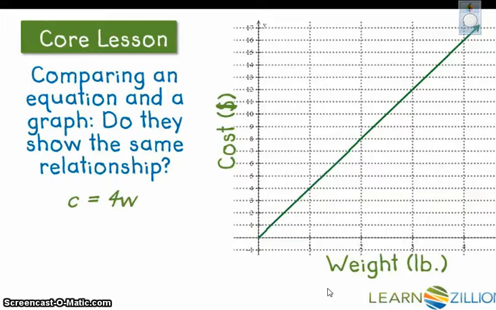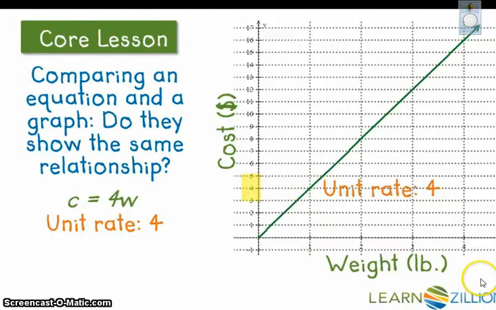A different method is to use the unit rate. From the equation, we can see that the unit rate is 4 because it's the number that we're multiplying one variable by to get the other variable. Is 4 also the unit rate that we see when we look at the graph? Well, if we find 1 on the x-axis to see how much 1 pound costs, we see that it also comes out to 4. 1 pound costs $4. So both of these have the same unit rate, therefore they're the same proportional relationship.